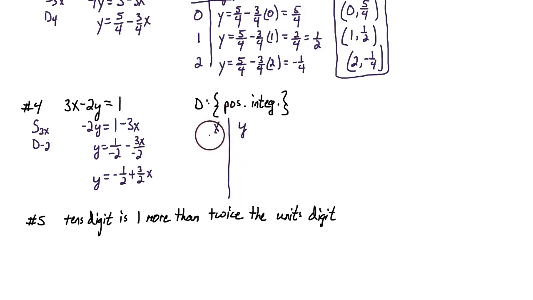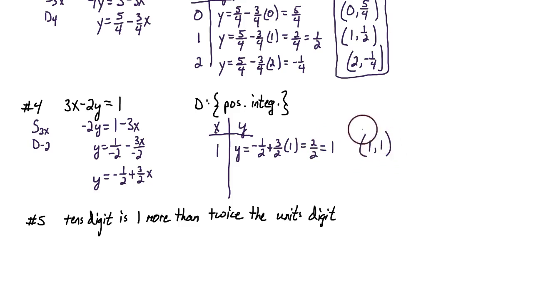Let's put our answers in an xy table. Now we're looking for positive integers, so this time we don't want to use 0. That's not a positive integer. But 1 is. So y equals negative 1/2 plus 3/2 times 1. 3/2 times 1 is 3/2. And negative 1/2 plus 3/2 is 2/2, which reduces to 1. So this is the root 1, 1.